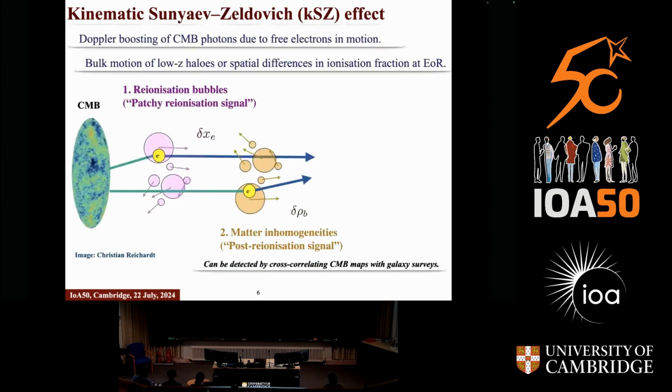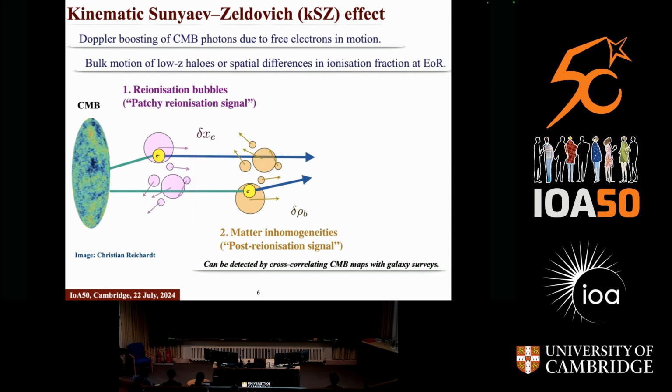So what is KSZ? This is a Doppler boosting of CMB photons. It is a secondary anisotropy that's produced because of free electrons that we have in the universe, but particularly these free electrons are in motion. So there are two sources of the kinematic SZ signal. One is a high redshift source. These are basically patchy reionization bubbles caught up in the bulk velocity flow in the universe. And then there is also small scale matter inhomogeneities that happen later in the universe, the low redshift component.